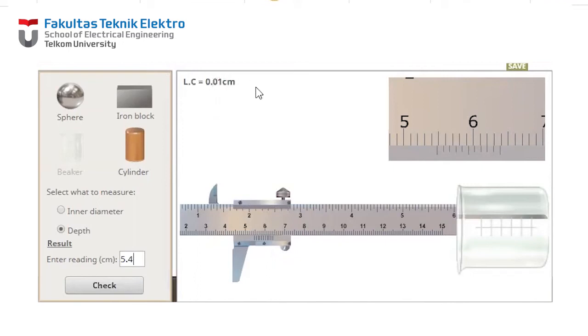Okay, next we multiply it by 0.01 cm. Then we have 0.08 cm. Next, we add it to the early value, which is 5.4 cm. Then we have the depth value of the beaker glass is 5.48 cm.